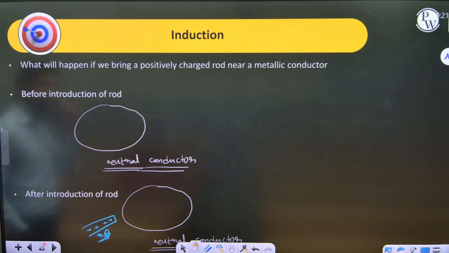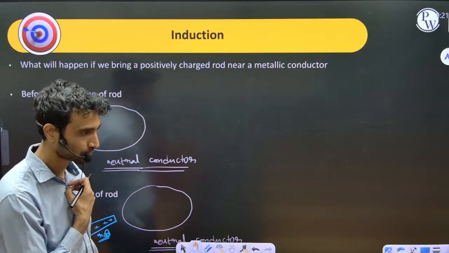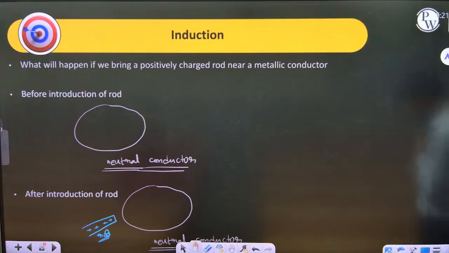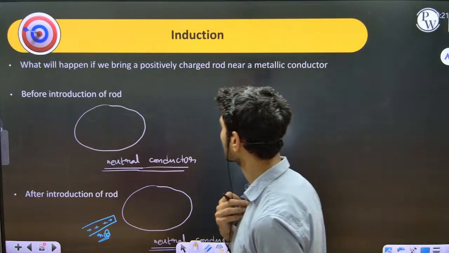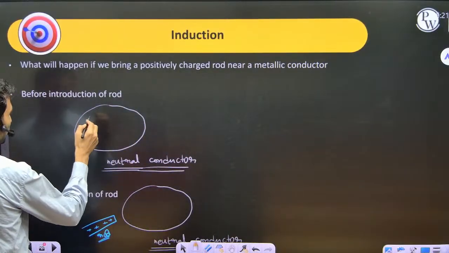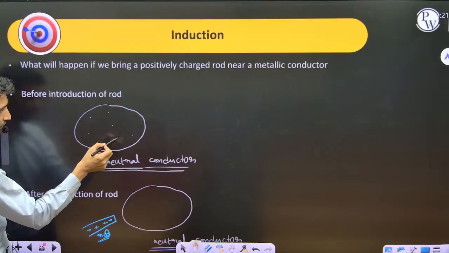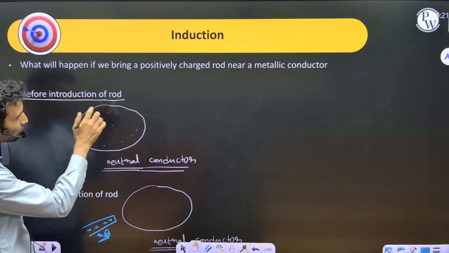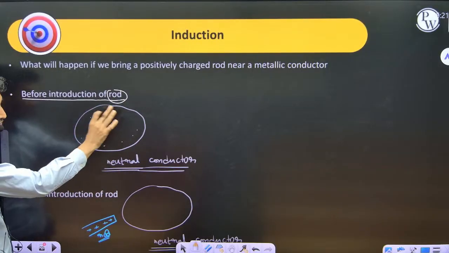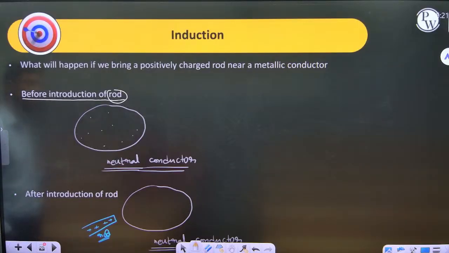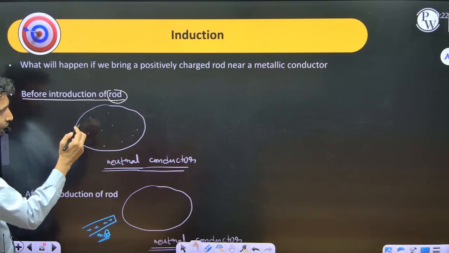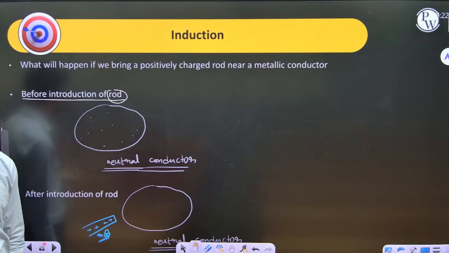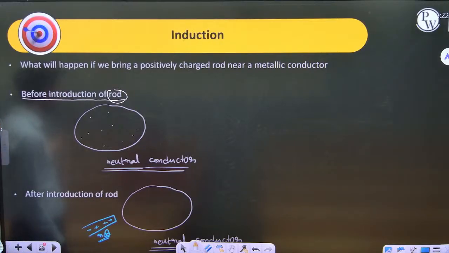So now let us see what induction is. What is this phenomenon called induction? See guys, let us say you have a metallic object, right? This is before the introduction of the rod. What do I mean by rod? I'll tell you later on. But right now, just think of a metallic object. So, what is the net charge of the metallic object? It is electrically neutral. Neutral means there is no charge, but actually it has charge.